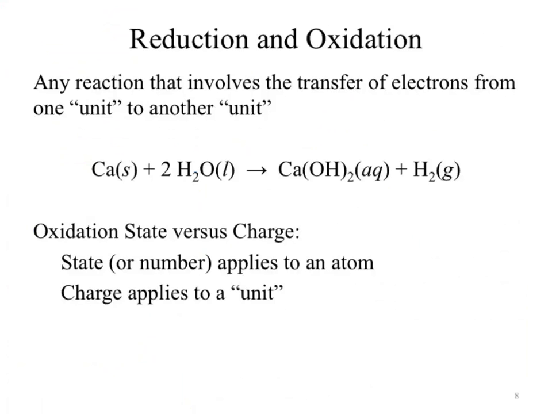We're going to introduce a new concept here. We're going to call it the oxidation state versus the charge. Okay? It's kind of a tricky concept because they overlap in a lot of cases. The oxidation state or number will only apply to an atom, and an atom alone, just one. The charge applies to a unit. That unit could be a single atom, it could be a molecule, it could be a polyatomic ion. That unit can be a whole variety of different things. Okay? What you have to realize is that these two concepts are separate. The oxidation state only applies to the atom, charge applies to your unit.